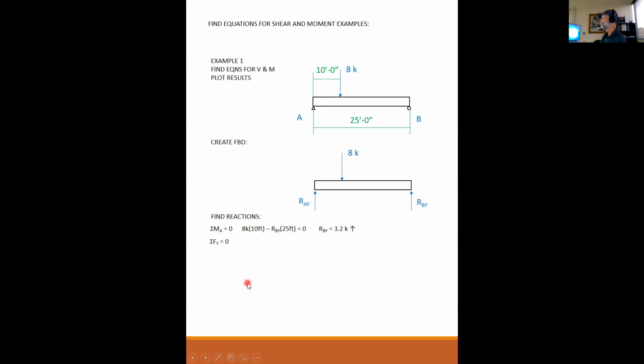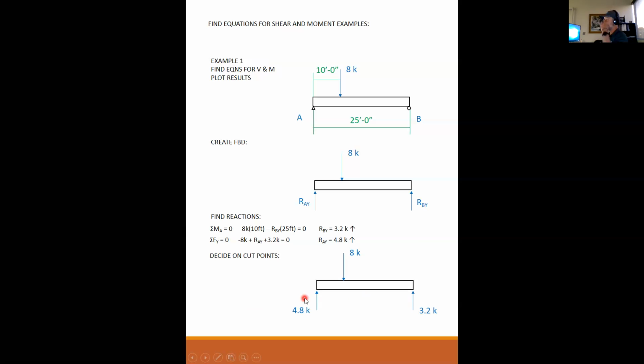Then we sum the forces to equal 0. I have -8, I have plus 3.2, and I have plus, or I assume plus, my reaction at A equal to 0. And my reaction at A is 4.8 kips up. Okay, now that I have my reaction solved for, we need to decide on where and how many cuts we need to make.